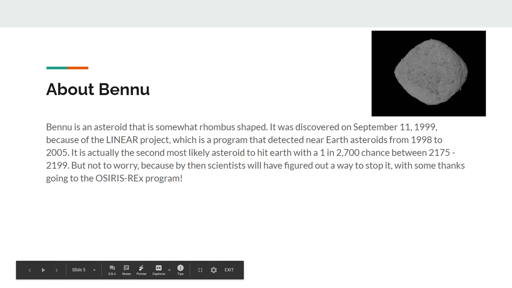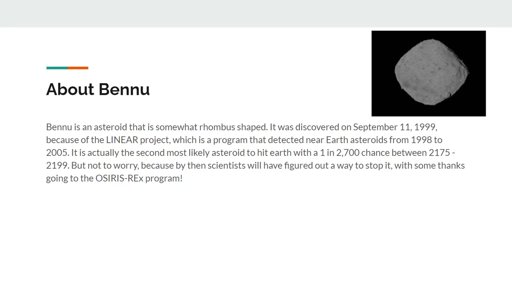So about Bennu. Bennu is a kind of rhombus-shaped asteroid, as you can see in the GIF. It was discovered on September 11th, 1999 because of the LINEAR Project, a program that detected near-Earth asteroids from 1998 to 2005. It is actually the second most likely asteroid to hit Earth, with a 1 in 2,700 chance between 2175 and 2199. But don't worry, because scientists will obviously figure out a way to stop it.